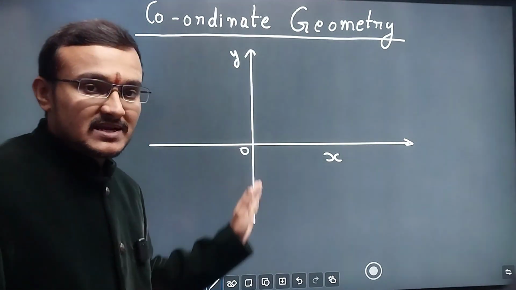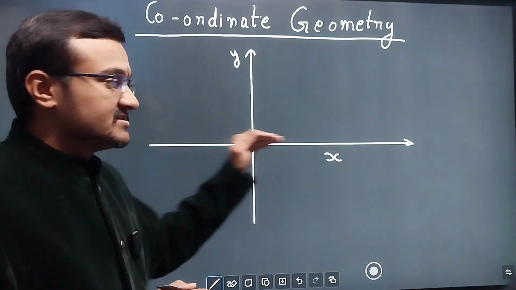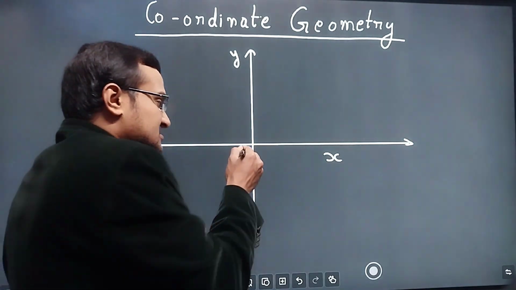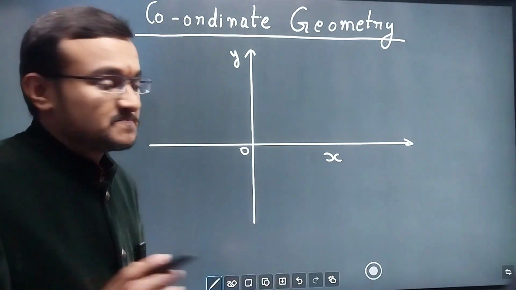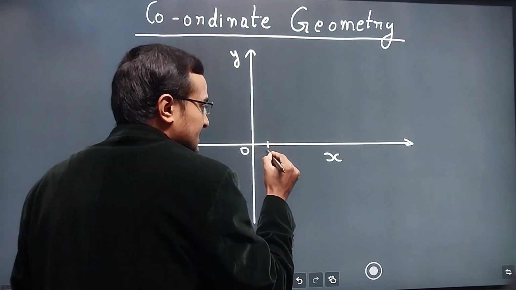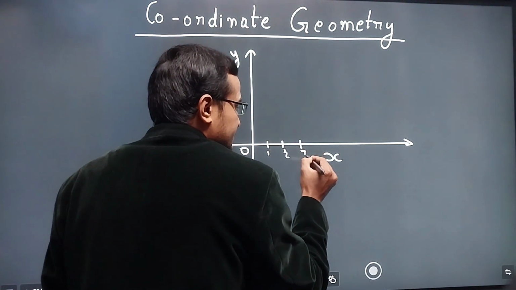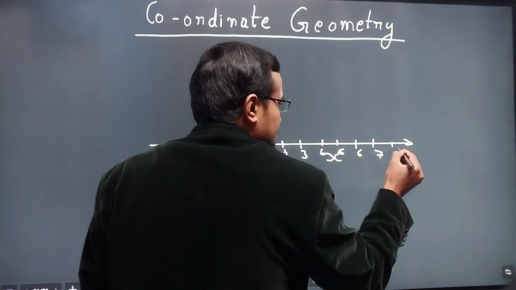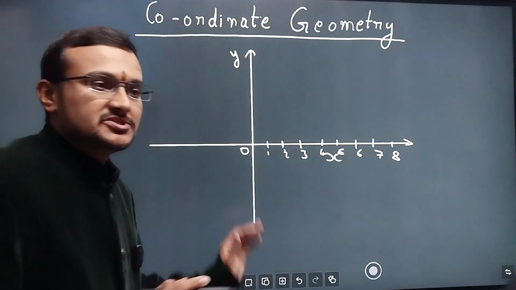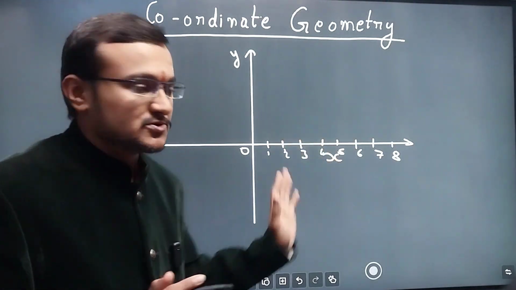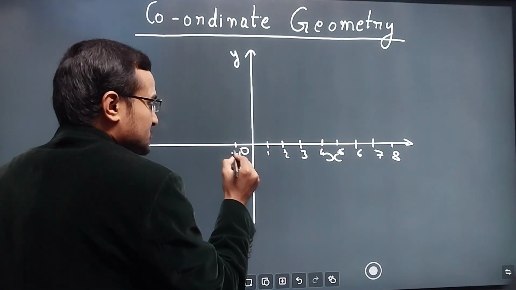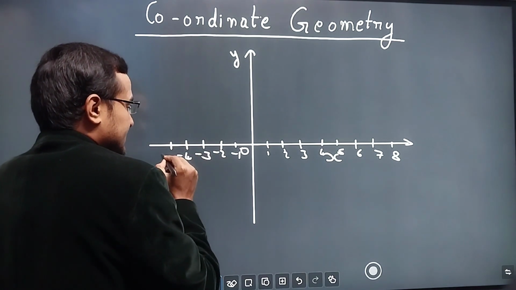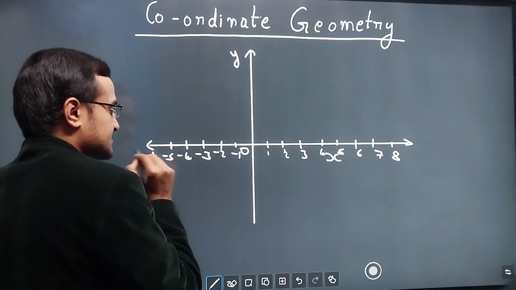The 0 of the number line which is vertically placed and the 0 of the number line which is horizontally placed, when they intersect each other like this, this point is known as origin. So from here we have 1, 2, 3, 4, 5, 6, 7, 8. All positive numbers will be there on the x-axis after 0. Similarly, all corresponding negative numbers will be there on the negative x-axis, which we call x dash.